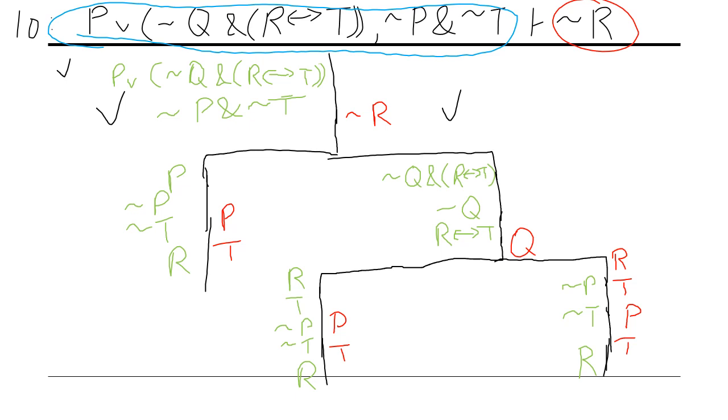Alright, so now we gotta just look to see if we've got any contradictions in any of these. So we've got R on the left, T on the right, a P on the left, or P on the right, and a P on the left. So we do have a contradiction there. P appears on both sides of the line. It's on the right side at one point, on the left side at another point. So that one's closed. So let's look at the next one.